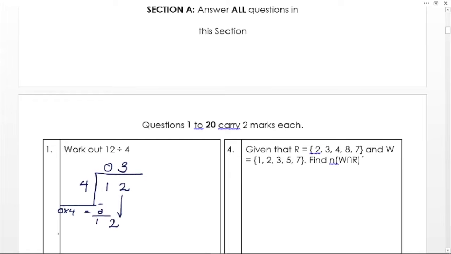We come and answer that question down here. 3 groups of 4s give us 12. Therefore, when we subtract, do we have any remainder? 0. No, we don't have. Therefore, how many 4s are in 12? There are 3 groups of 4s in 12. All right, so let us now get this other question here.